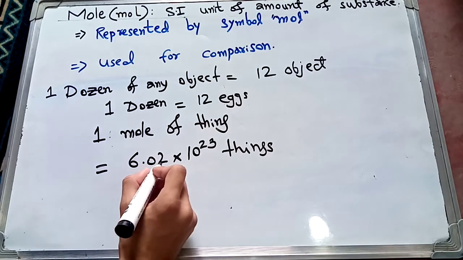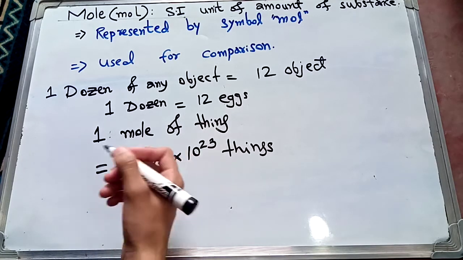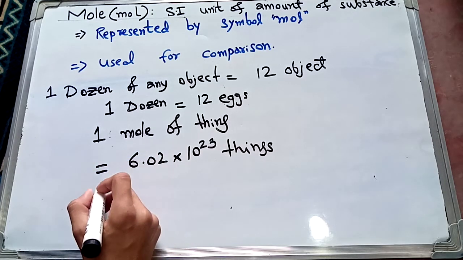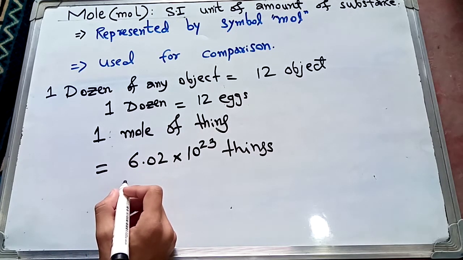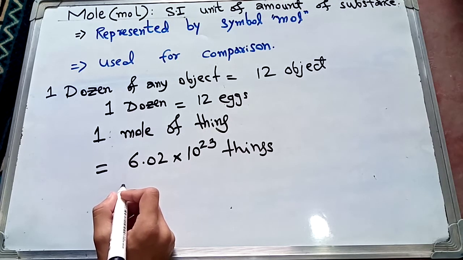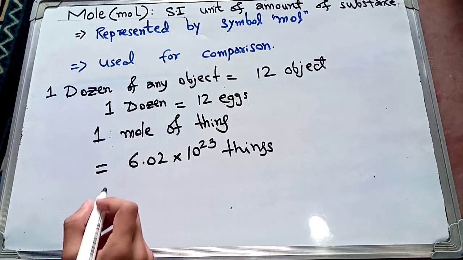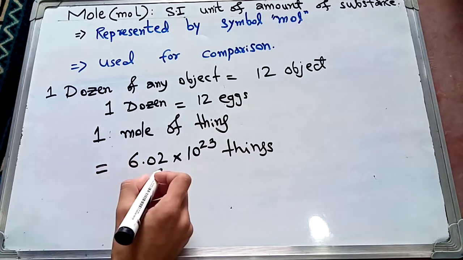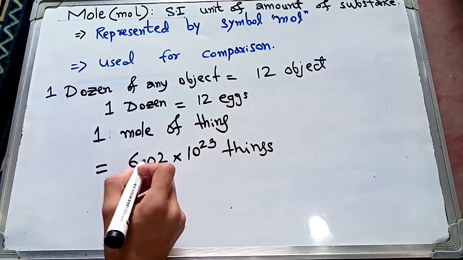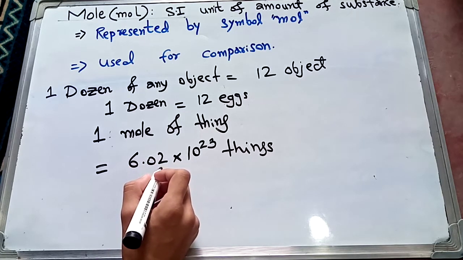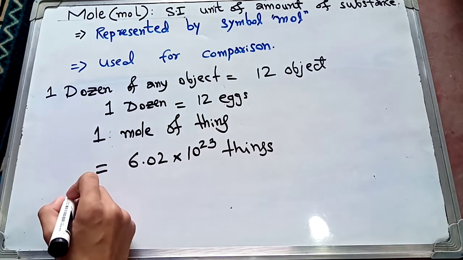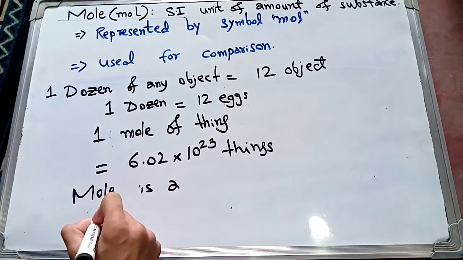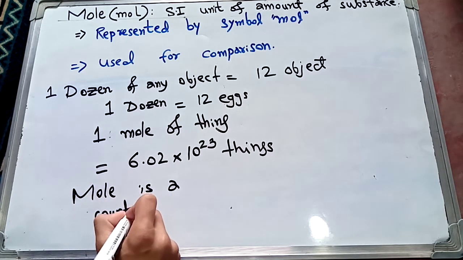Right now it is written in scientific notation, but if we write it in number form, then it would have 23 zeros after 6, so it is a very large number, okay? So that's why, since mole is counting the number of things, mole is itself a counting unit, because it counts the number of things.